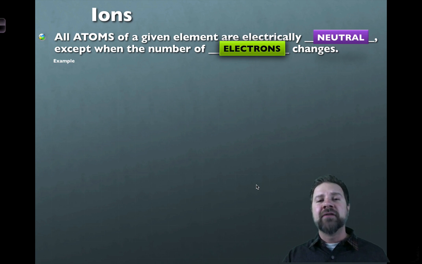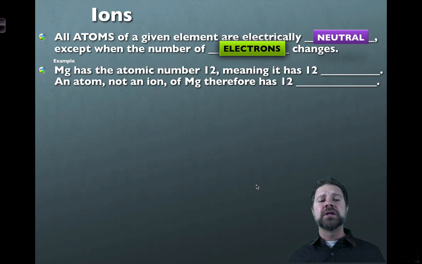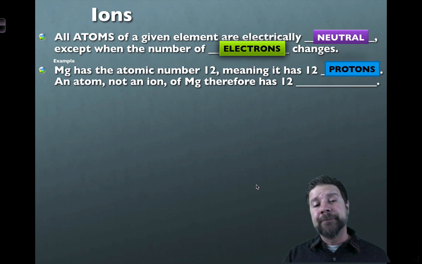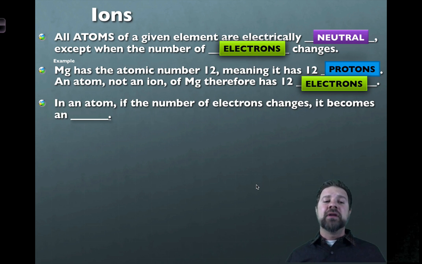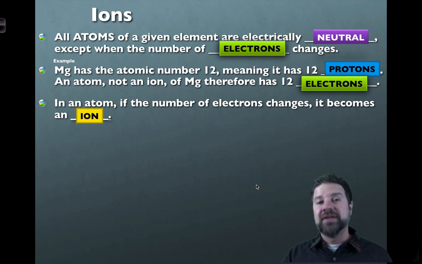Now, let's go ahead and give an example. Let's imagine that we're magnesium. We have the atomic number 12, and that means we have 12 protons, because proton number guarantees identity. An atom then, and not an ion of magnesium, therefore would also have 12 what? And I hope you're thinking electrons. If you're thinking electrons, you're on the right path. All right. If in an atom, the number of electrons changes, it becomes one of these ions. So here is our second word, ions, and it has to do with electrons and not neutrons.